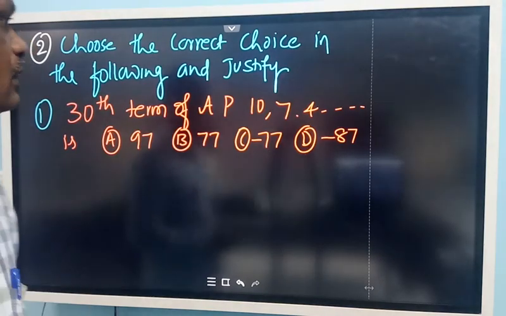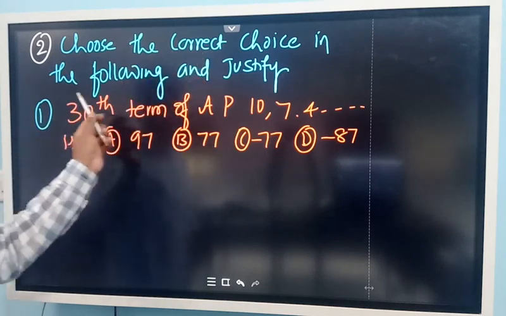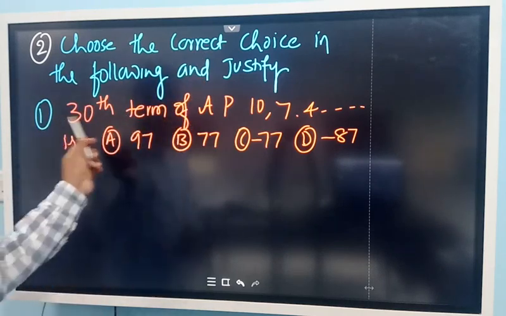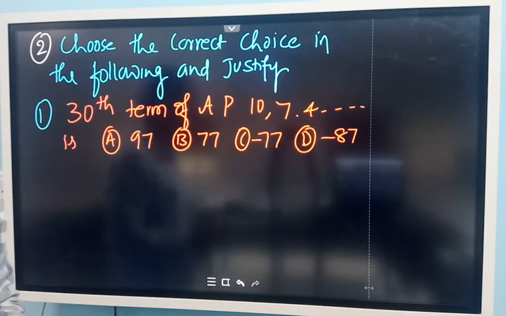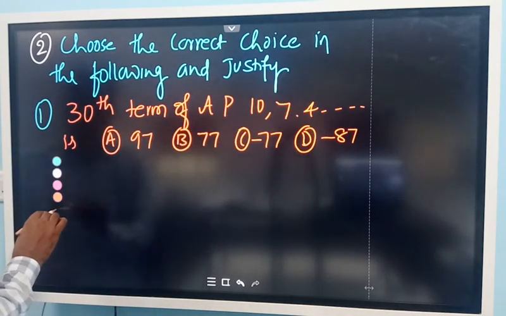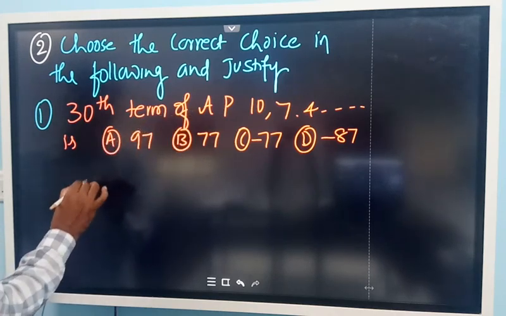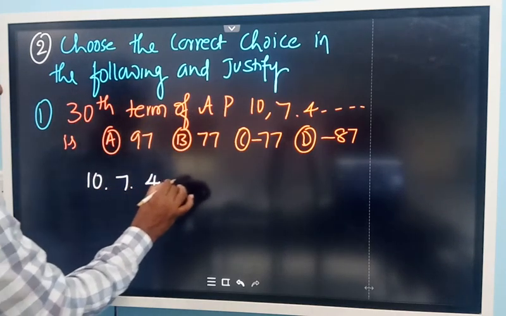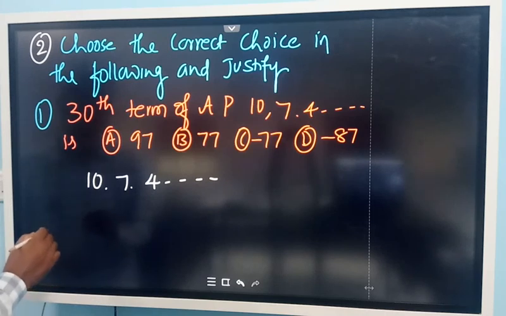And all of you, choose the correct choice in the following and justify it. Here this question is given and the options are also given. So now, the 30th term of this AP. You need to find out the 30th term of this given AP. The AP is 10, 7, 4. It is an AP. So now we need to find out the 30th term.